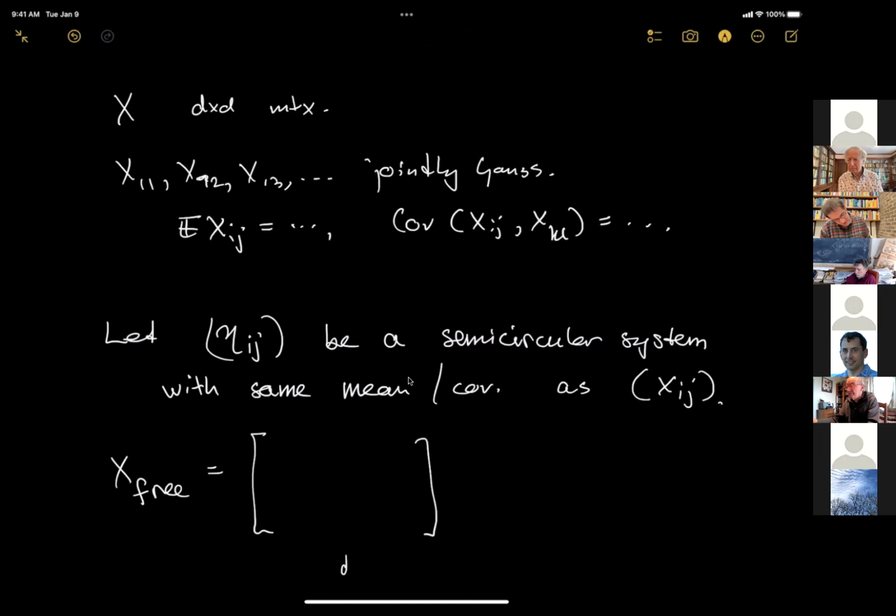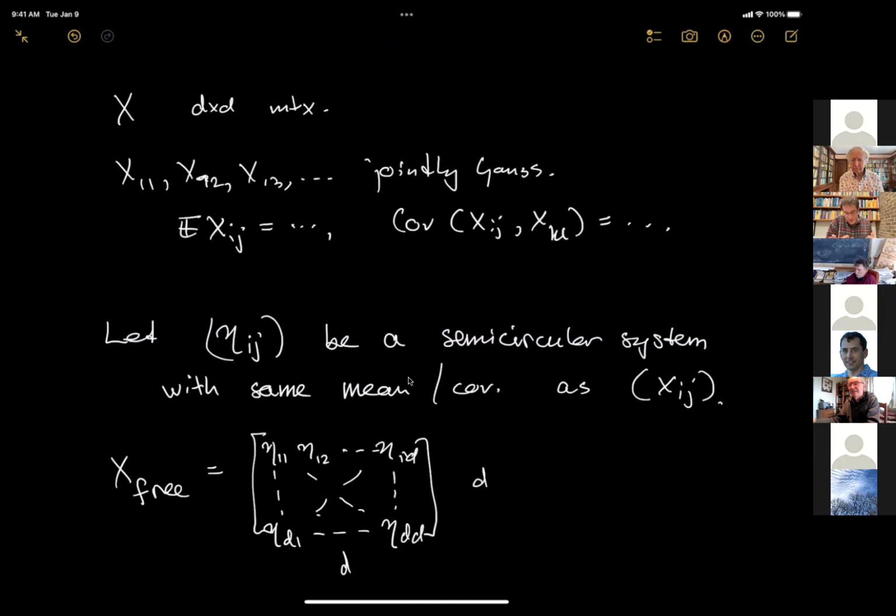And we just define X free. This is just the matrix where we take the same, so this is a D by D matrix. But the entries are now not random variables, they're not Gaussians, but they are these non-commutative objects. So this is how we construct them.